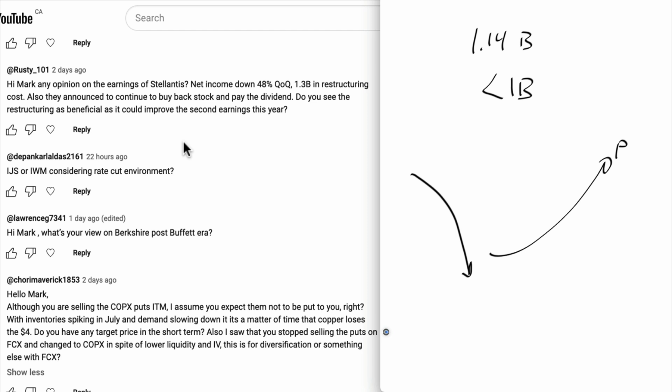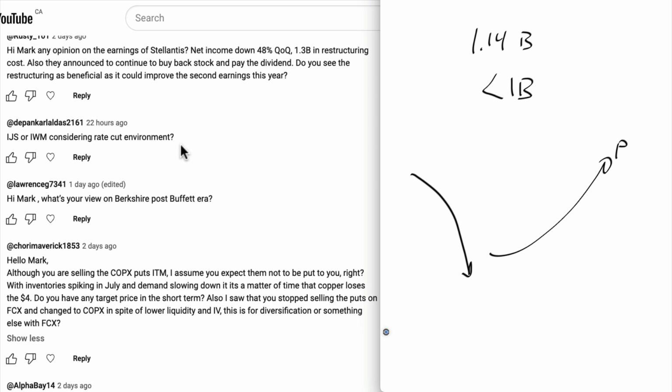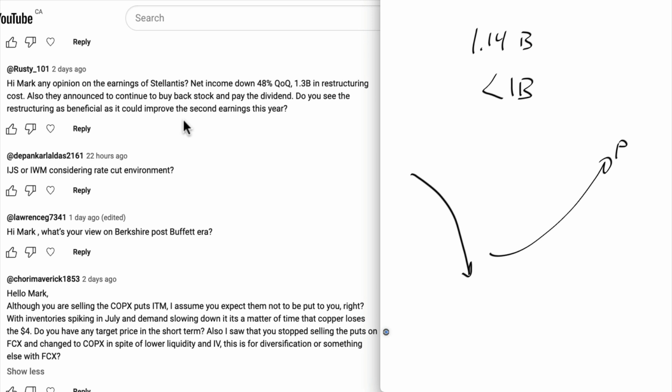Now, on the last interview I saw on Bloomberg, the CEO is saying nothing is sacred. If brands have to go, brands have to go. It's believed that either Chrysler, Dodge, and I think Maserati are on the list of things either to be killed or to be sold off. Did you see the restructuring as beneficial, as it could improve the second earnings this quarter? Unless they start selling off brands, unless they start closing things down, I don't think so.